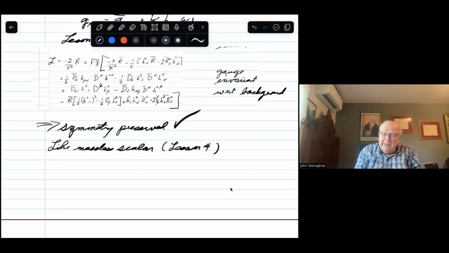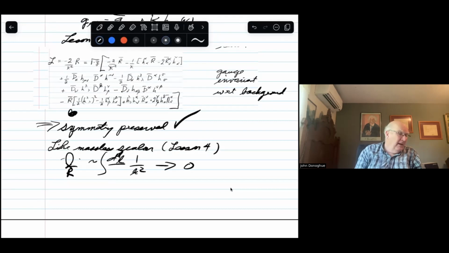Whereas, if I look at some of these terms here, let's pick this term right where I'm circling right now. If I want to look at the effect of that, there is a tadpole-type piece where this here is background field and there's a tadpole, but that goes like d^4k, the integral of 1 over k squared, which in dimensional regularization is set equal to 0. So there is no renormalization of that.